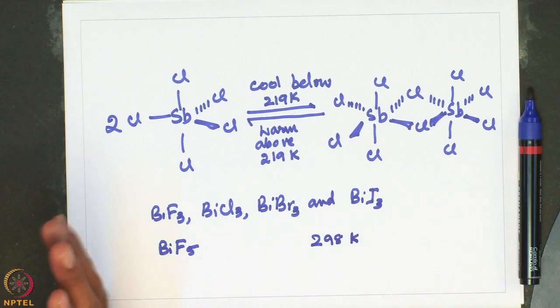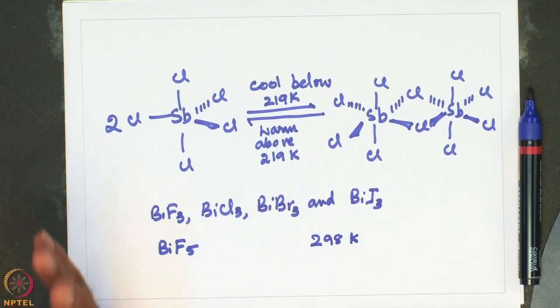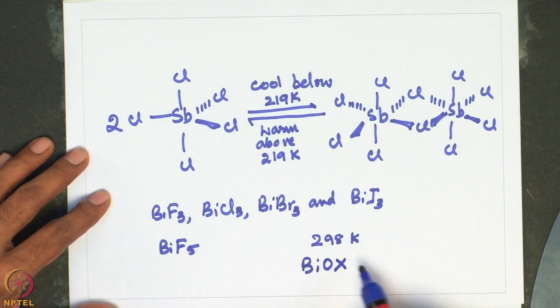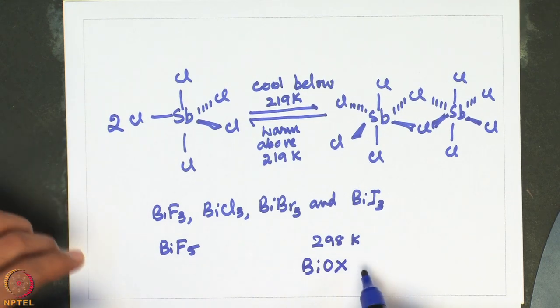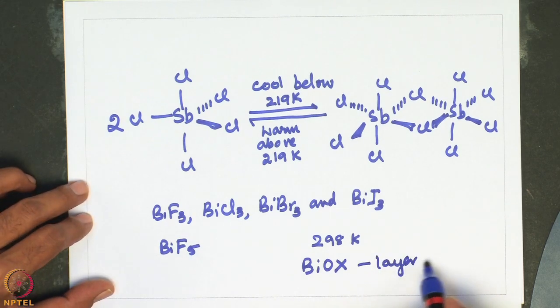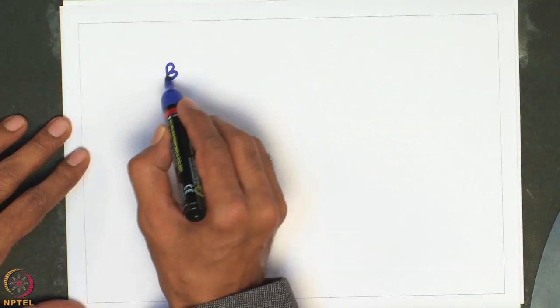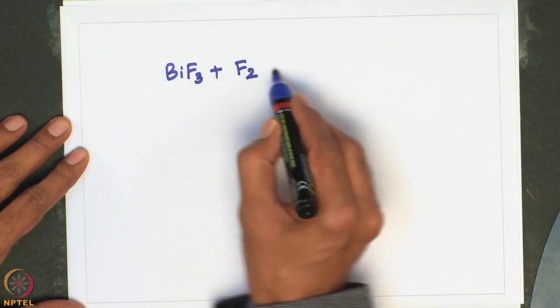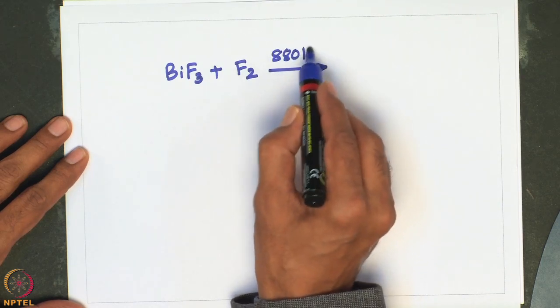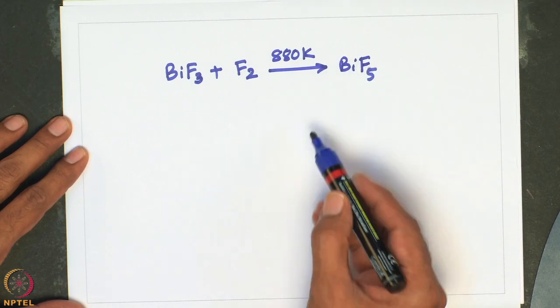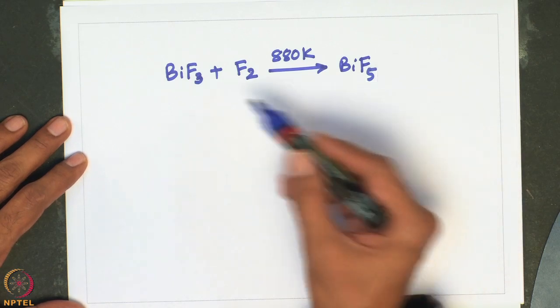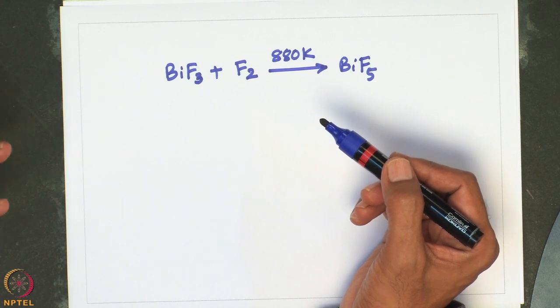In the vapor phase, all trihalides have trigonal pyramidal structure. Each trihalide is hydrolyzed by water to give BiOX species, which are insoluble compounds with layer structures. So, the reaction of BiF3 with fluorine at 880 Kelvin yields BiF5. So, this is a very powerful fluorinating agent.